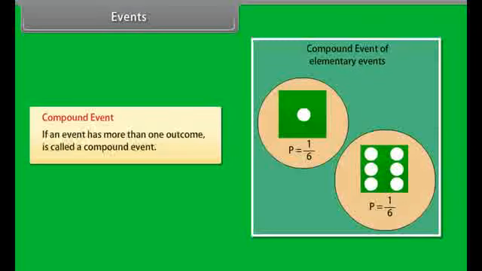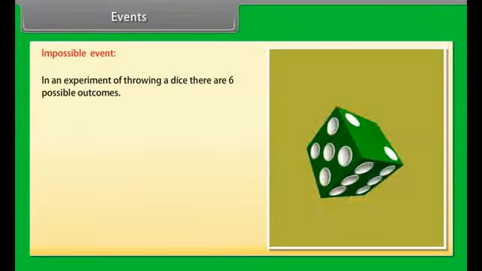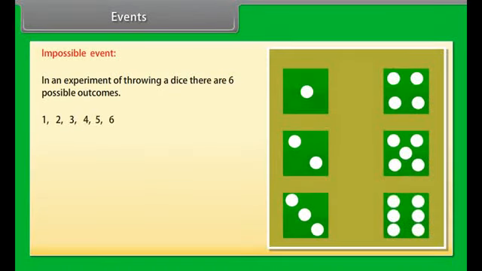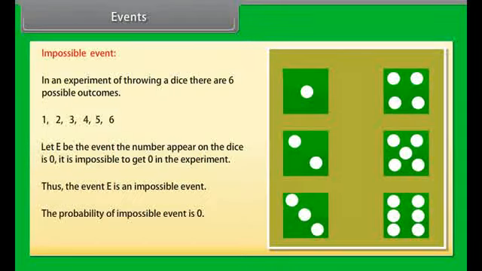Compound event. An event that has more than one outcome is called a compound event. Impossible event. To understand it, let's take an example. In an experiment of throwing a dice, there are 6 possible outcomes as given below: 1, 2, 3, 4, 5, 6. Let E be the event that the number appearing on the dice is 0. It is impossible to get 0 in the experiment. Thus, the event E is an impossible event. The probability of an impossible event is 0.